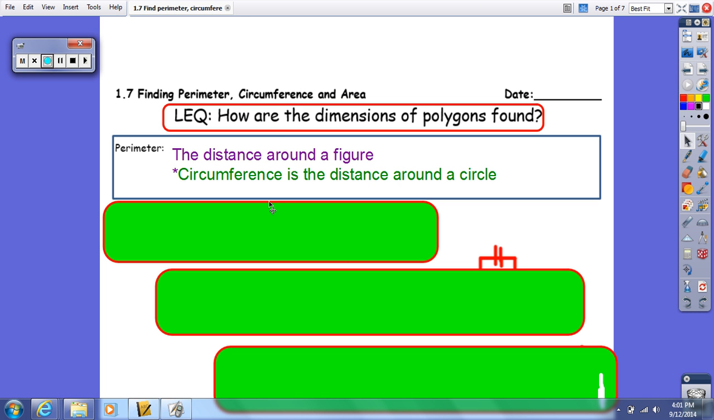Today's lesson is 1.7, finding perimeter, circumference, and area. The essential question is, how are the dimensions of polygons found?